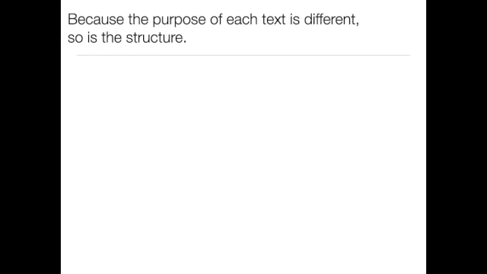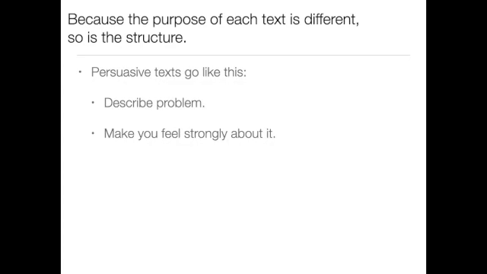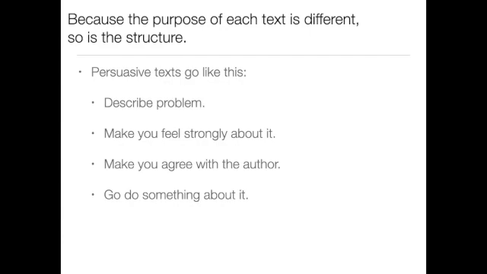The last genre we're going to be talking about is persuasive writing. Persuasive writing is the tricky one because the writer is trying to make you think like them and trying to make you do something. There's an action that is called for in a persuasive writing. But the general structure is like this. Describe a problem, make the reader feel really strongly about the problem, make you agree with the author's way of thinking, and then finally have the reader go do something about it. And honestly, you're exposed to persuasion every single day of your life.